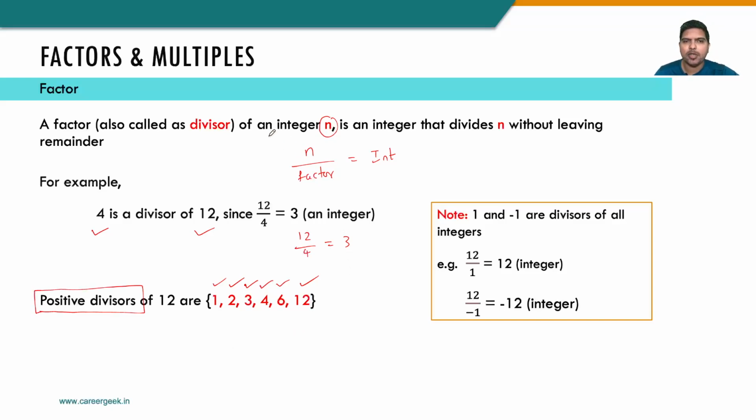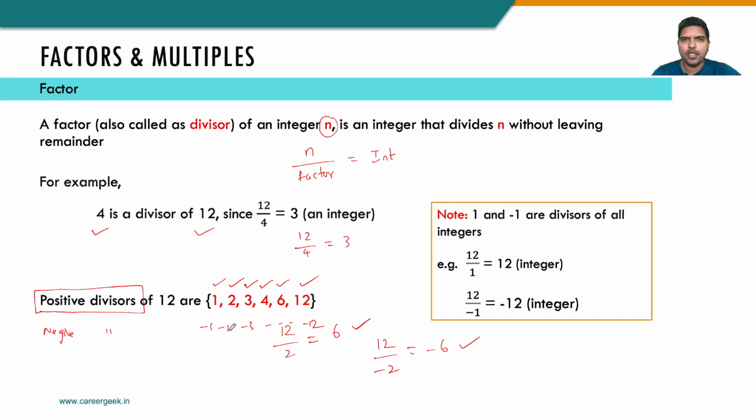Now the same way, as per the definition, if you divide by a factor, you should get an integer. So 12 upon 2 is an integer. 12 upon negative 2, which is negative 6, is also an integer. So as many positive factors as there are for a number, that many negatives will also be there. So that's what is mentioned here, that 1 and negative 1 are the divisors of 12, right? Similarly, 2 and negative 2, negative 3, and so on, they will be the negative divisors of 12.